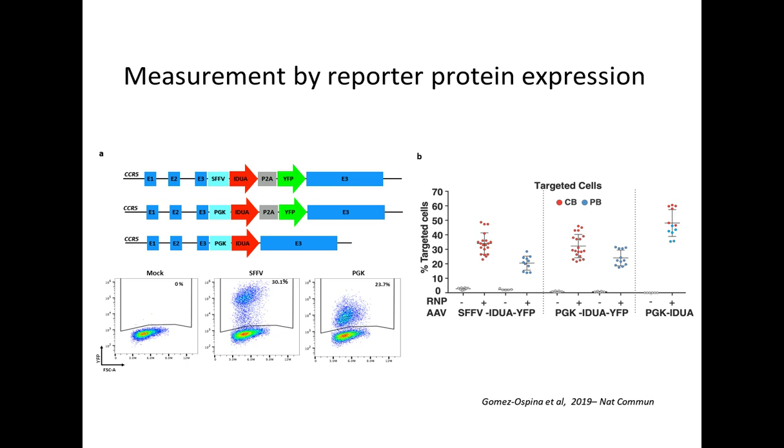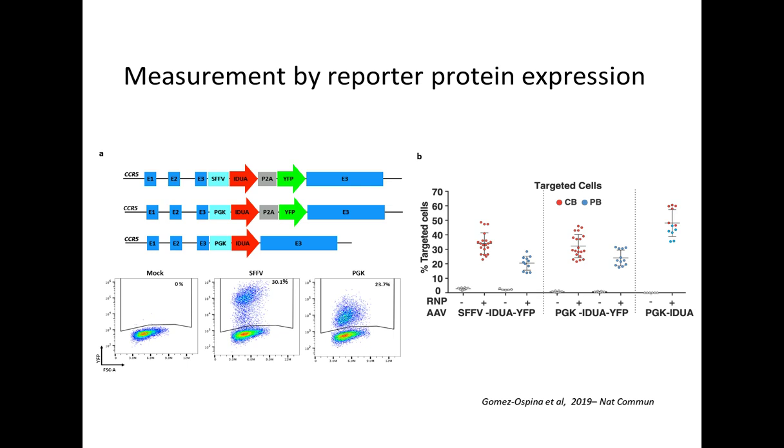You can measure the frequency of target integration by looking at reporter expression. In this case, we're using yellow fluorescent protein. You can see 3 expression cassettes here. Two of them have a reporter, one of them doesn't, and one of them is driven by a very strong viral promoter, SFFV, and the other one by a strong constitutive eukaryotic promoter, PGK. You can measure your reporter very easily if it's a fluorescent protein using flow cytometry with fluorescence on the y-axis. You can see the SFFV is stronger than PGK.